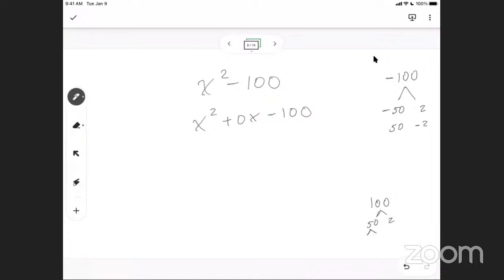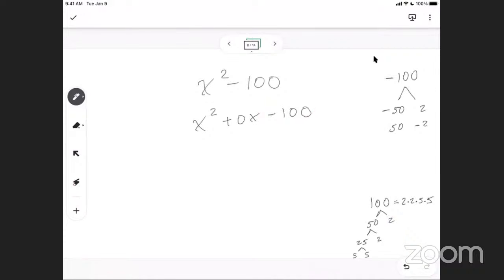How about 50? What can I break 50 into? 25 and 2. And what about 25? You can do 5 times 5. Perfect. So you know what 100 equals? It equals 2 times 2 times 5 times 5. That's the prime factorization of 100.